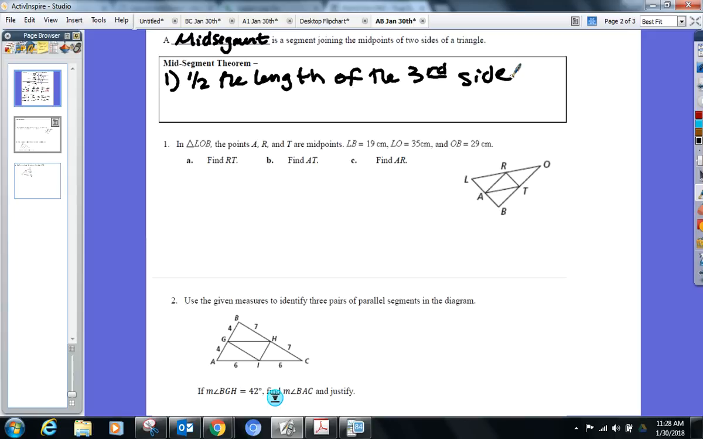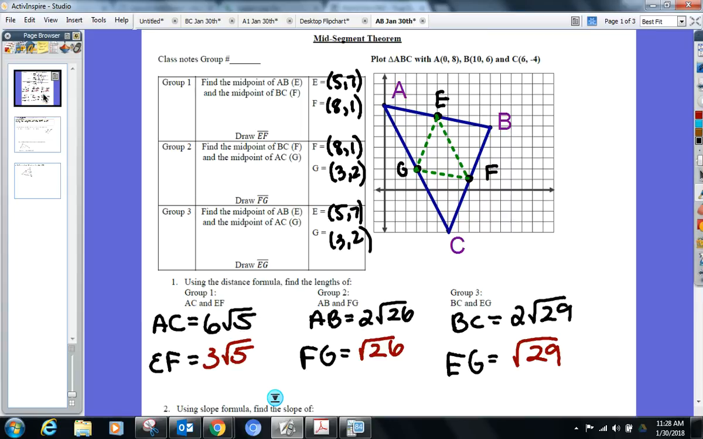What do I mean by third side? It's the side it doesn't connect. So I want to make sure we're all clear. Ready? EF's my mid segment. What's my third side then? What am I referring to with the third side if I'm referring to EF? AC. Perfect. GF. What's my third side then? AB. So everyone all right on what I mean by third side now?